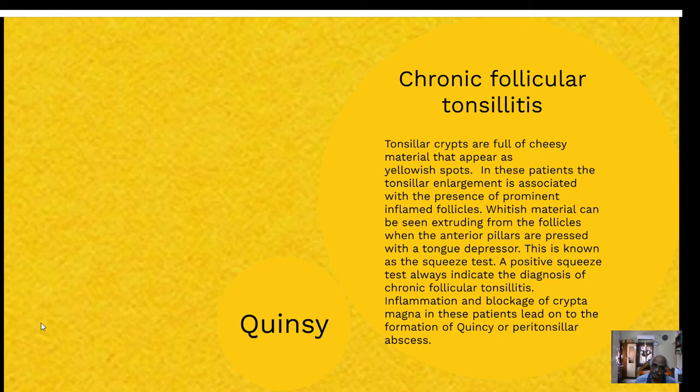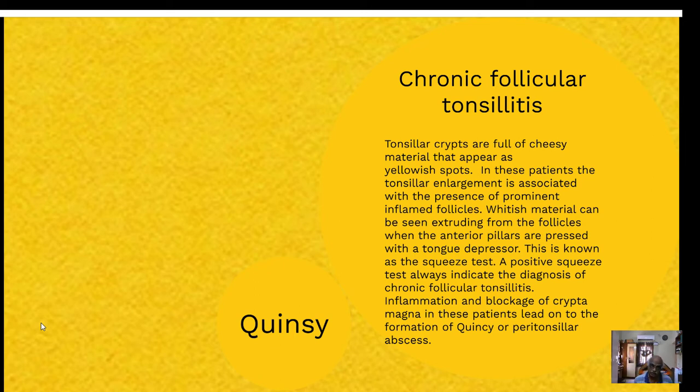Whitish material can be seen coming out of the follicles when the anterior pillars are gently pressed with the tongue depressor. This is known as the positive Irving Mood sign, and this test is known as the squeeze test. Inflammation and blockage of the crypta magna, which is the largest crypt of the tonsil, can lead to quinsy. This is actually the old theory.